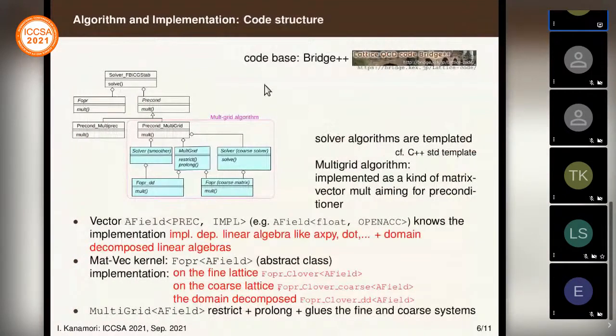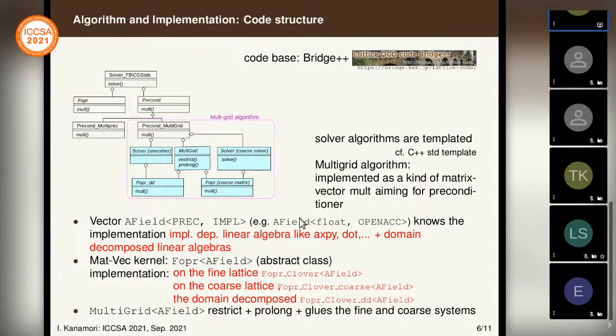This is the sketch of our code. We use a code base Bridge++, and then the solver algorithm is implemented as a template. The template parameter is the vector field. That is a vector, and we call it a field. This field itself is templated.